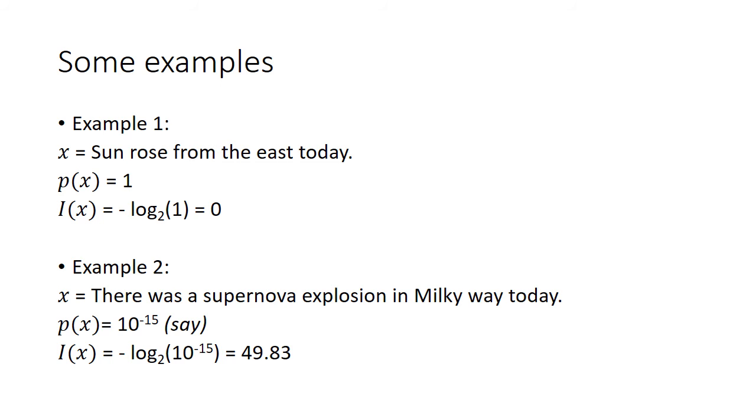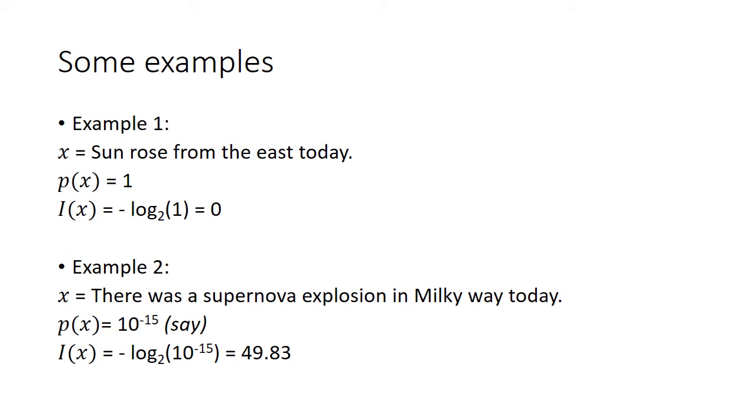Okay? There was a supernova explosion in the Milky Way galaxy. Let's say the probability of that happening was 10 to the power minus 15. I'm just making it up. So in that case, the information content of this event is not just 49.83, it's a very, very high information value. It's minus log 10 to the power minus 15 to the base of 2, and that comes out to be 49.83.